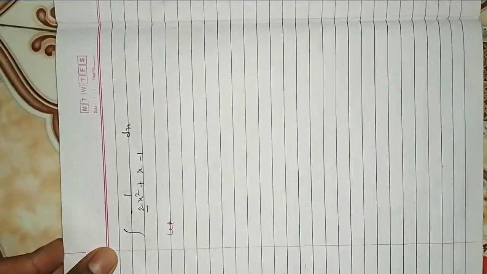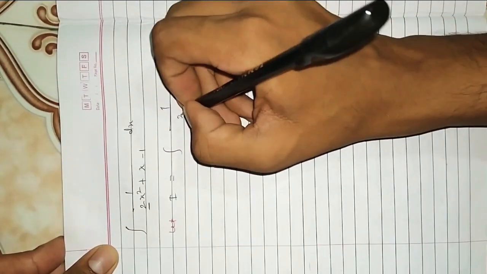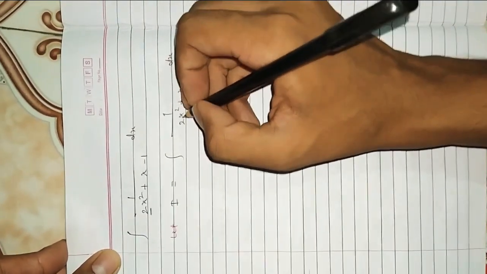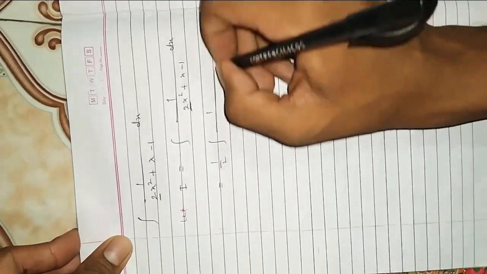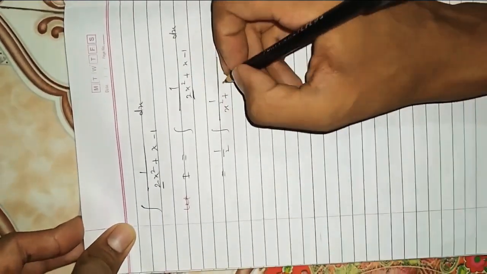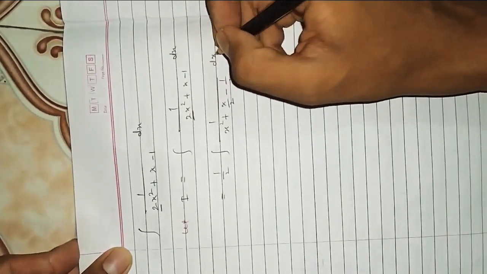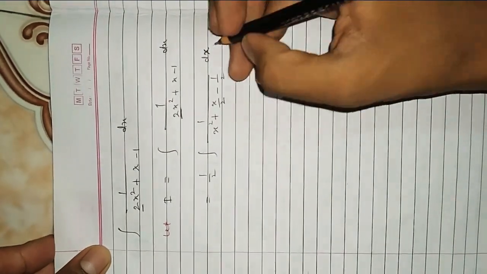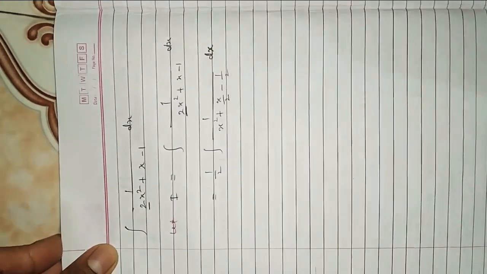So first of all, I am going to take 2 outside from this equation. So you will get 1 by 2 x square, and I have taken the 2 outside now, so you will get 2 minus 1 by 2. Okay, if you don't get it, please comment in the comment section box, so I will let you know where you are not getting.